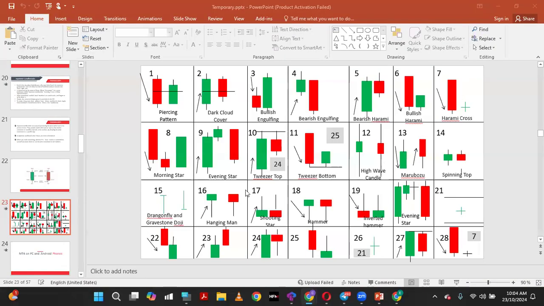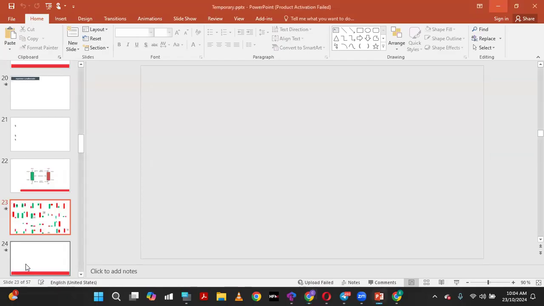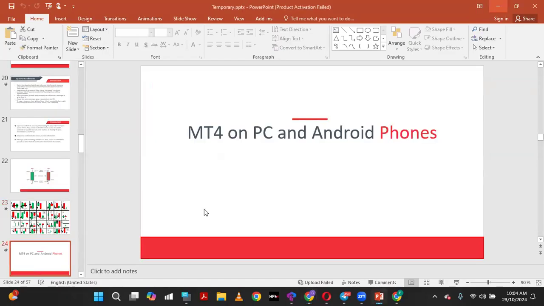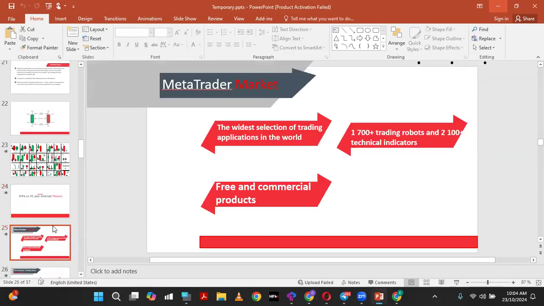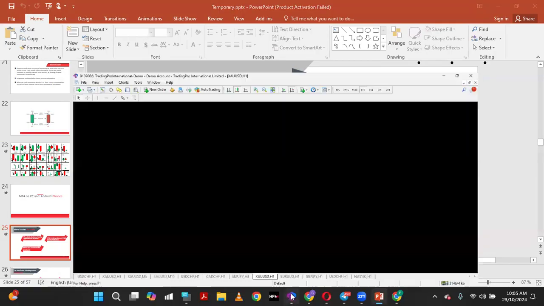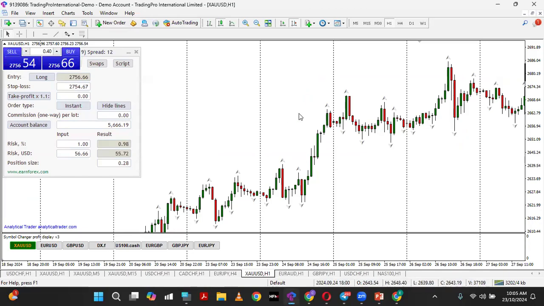So the next one we're going to look at is the MT4 on PC and Android phones. So the market maker, the MetaTrader market, it's the widest selection of trading applications in the world, 1,700 trading robots and 2,100 plus technical indicators, free and commercial products. So what am I talking about? I'm talking about this. This is the MetaTrader platform. It's on this platform that you will execute all your trades.